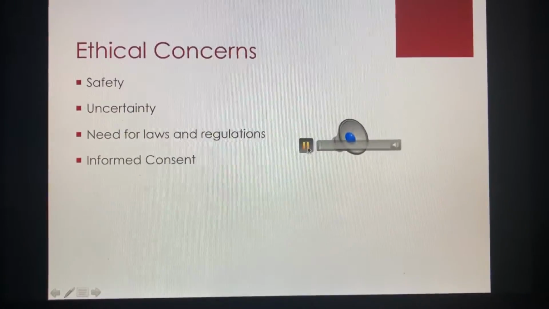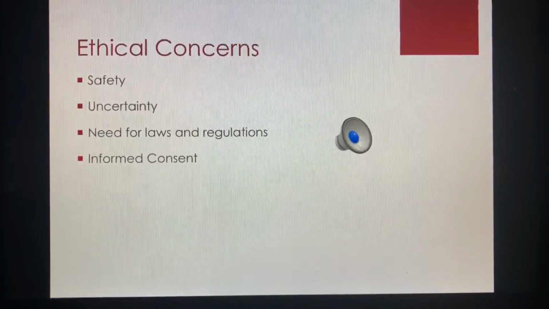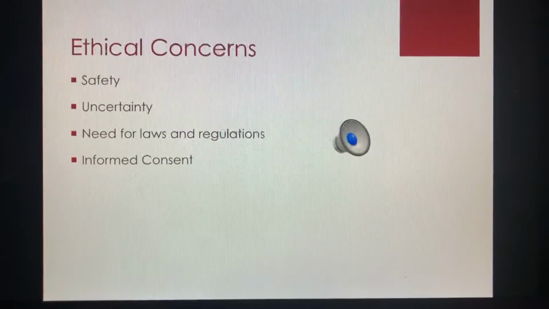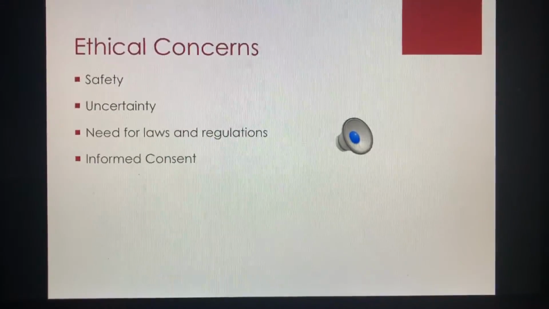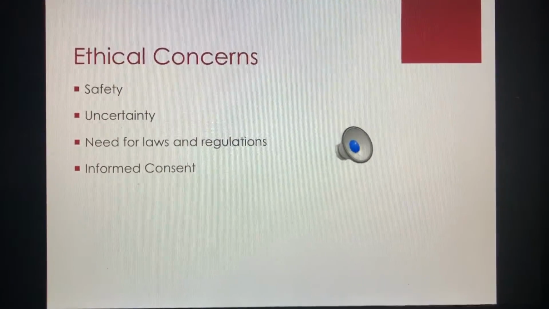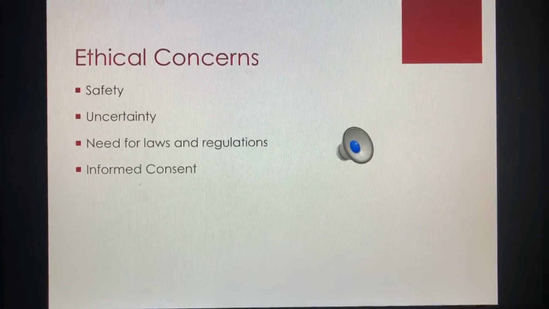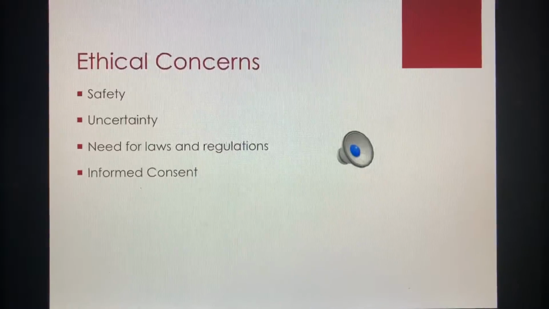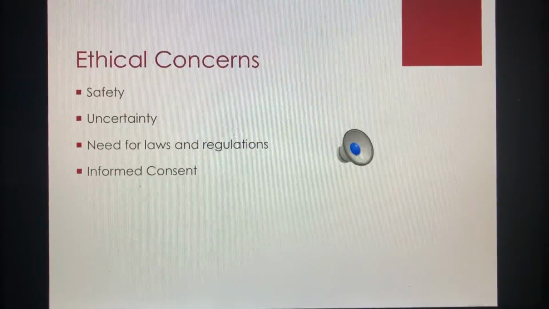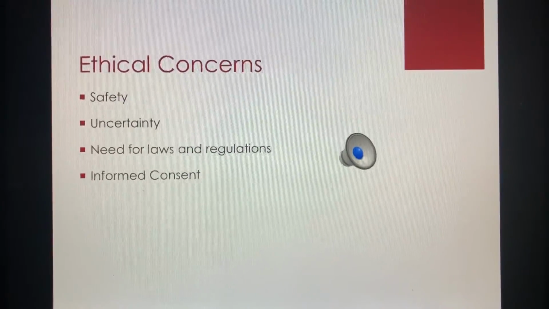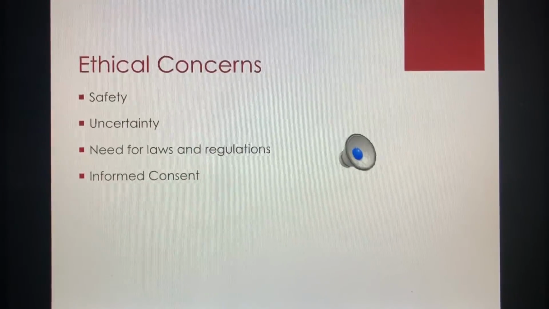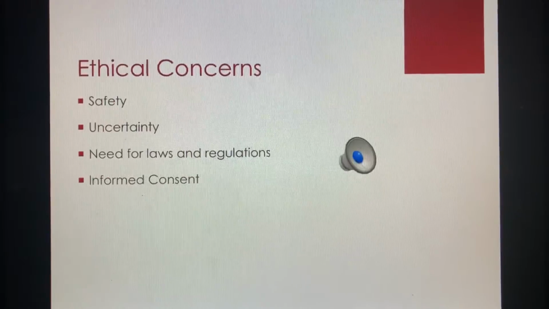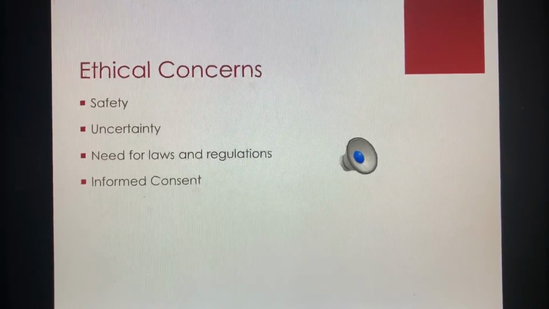So the main ethical concerns that are listed here would be safety, uncertainty, informed consent, and the need for laws and regulations. CRISPR is a new technology, and because it is new, there is inadequate research, and there needs to be more published data in order to establish this new technology. I believe personally CRISPR will always be a safety concern because of the uncertainty of this technology.